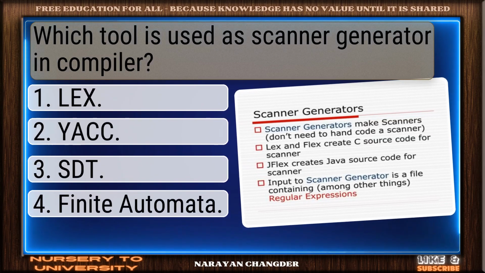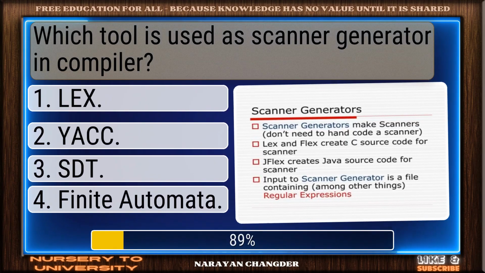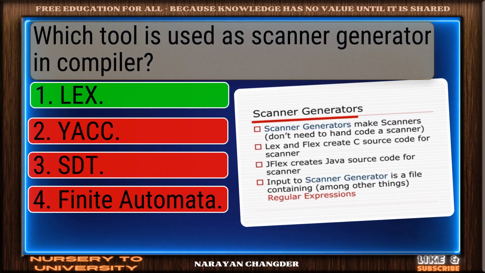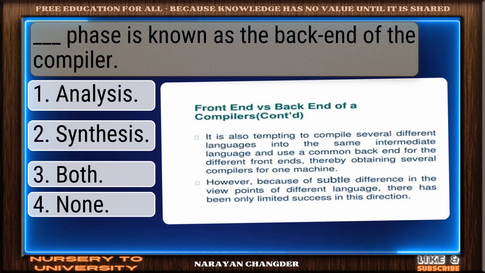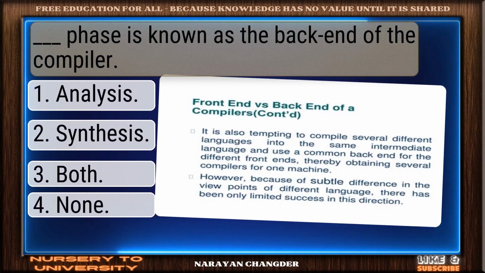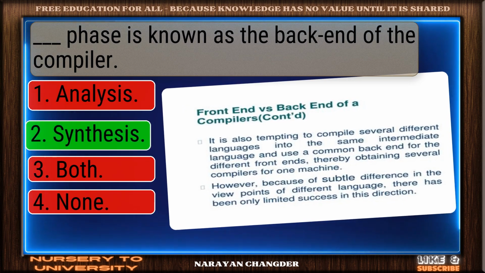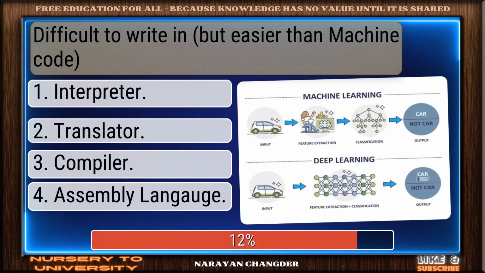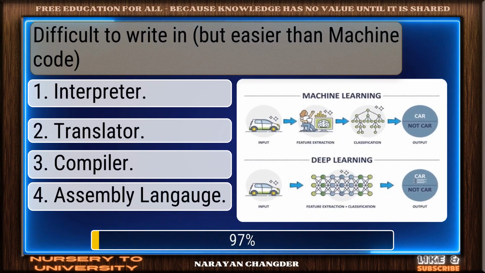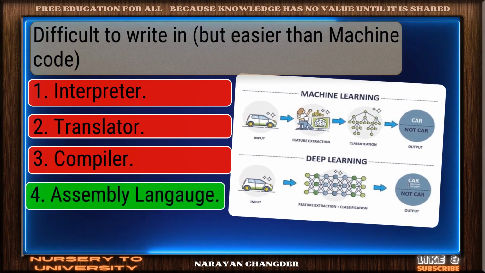Which tool is used as scanner generator in compiler? Excellent choice. Lex is right. Dash phase is known as the back end of the compiler. Well picked. Synthesis is correct. Difficult to write in. You chose assembly language. Correct.